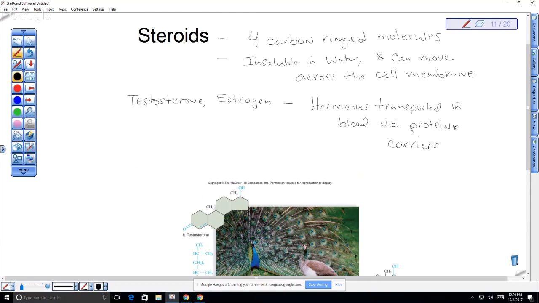Sometimes you get skin oils that have vitamin A and E in them. And the reason you can put it on the surface of your skin is that it's a lipid, and it can move right into your circulatory system. So those are steroids.